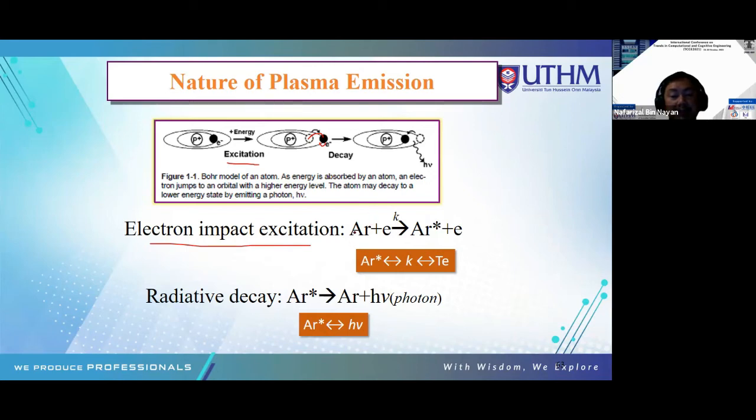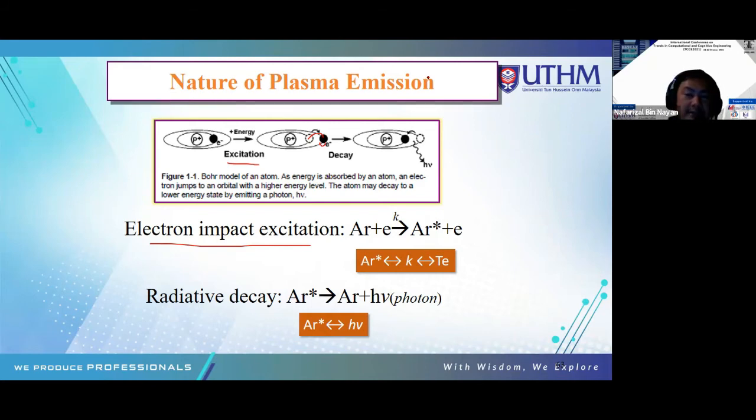For example, we are talking about the case of argon. The example here is argon because argon is the most commonly used gas for plasma processes. It's an inert gas, a noble gas, and quite cheap to get. If you compare it to krypton, xenon, and some other noble gases, which are much more expensive, argon is the most commonly used in industry and the cheapest of the noble gases.